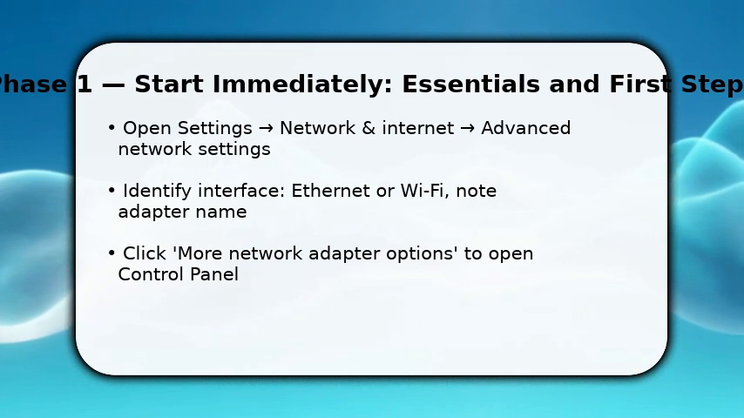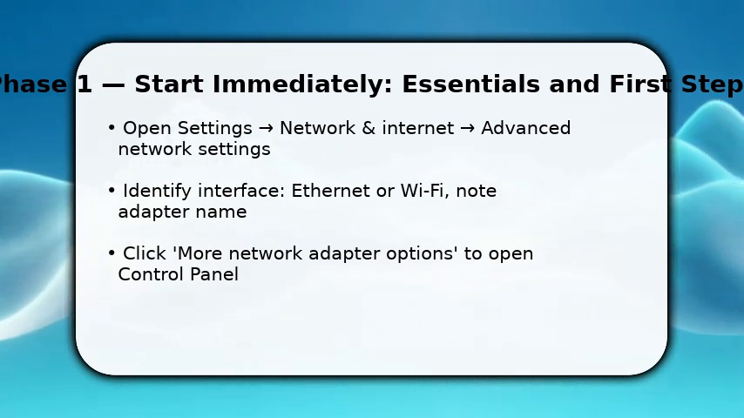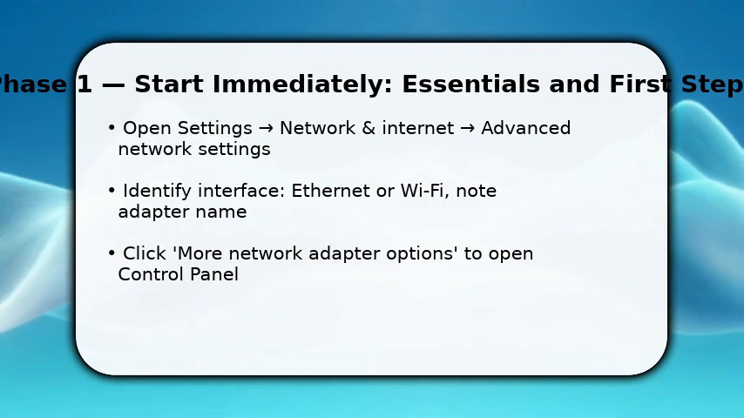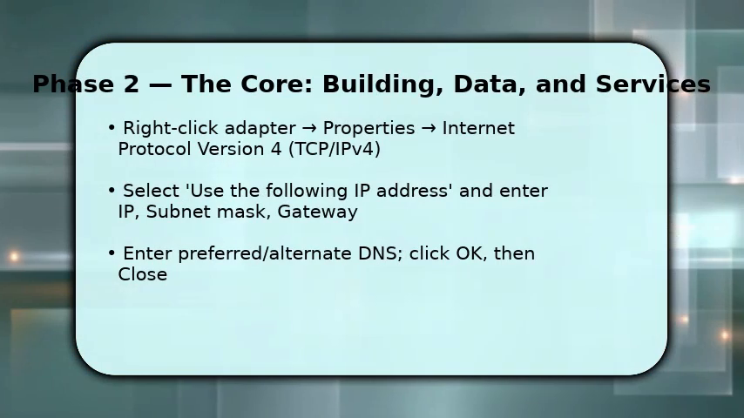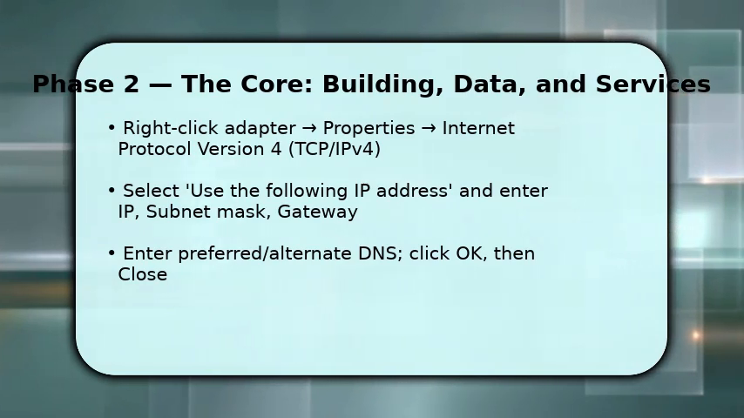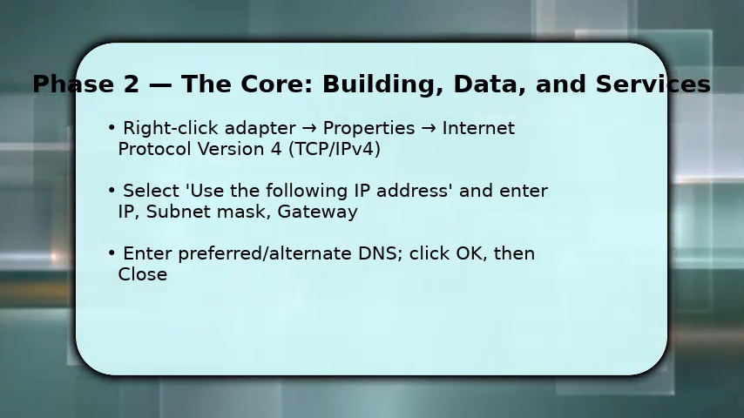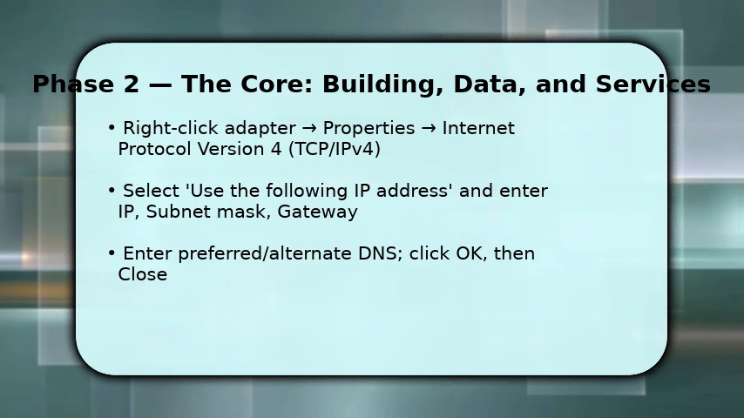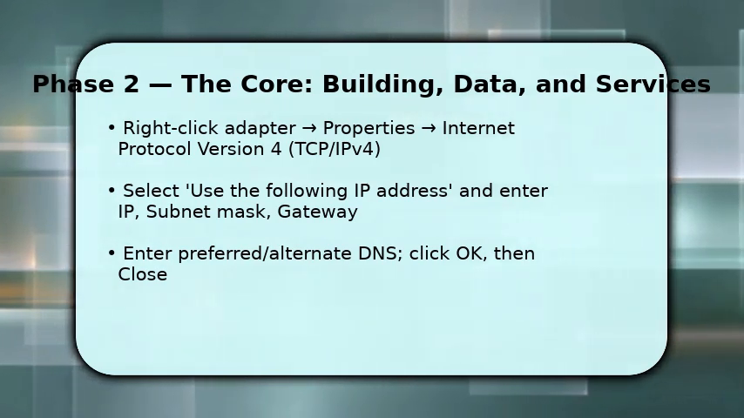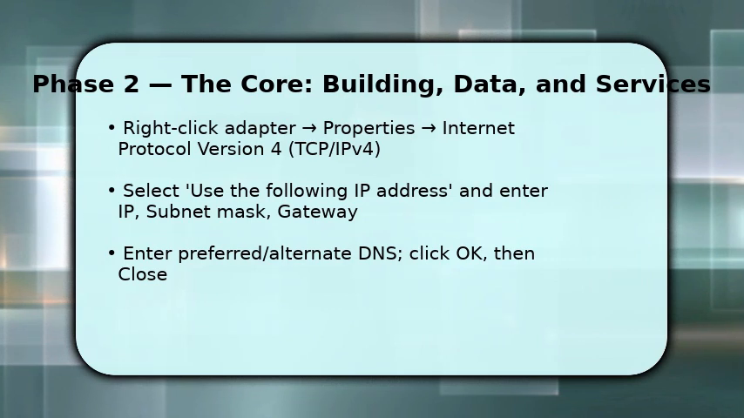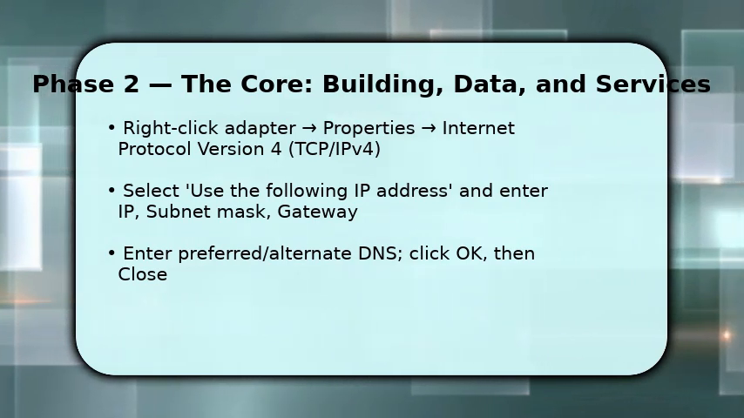Make sure you have your desired IP, subnet mask, gateway, and DNS values ready before proceeding. This prevents downtime. You now open the adapter's properties and double-click Internet Protocol version 4 TCP/IPv4. Select Use the following IP address to input your static IP, the subnet mask, and the default gateway. This tells Windows exactly where to send traffic.